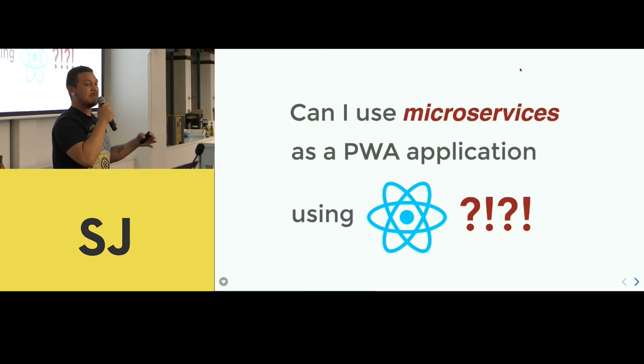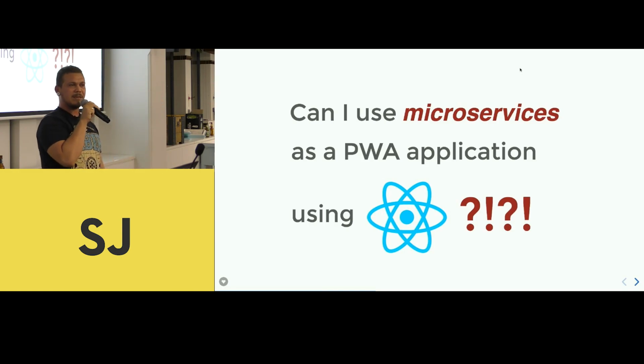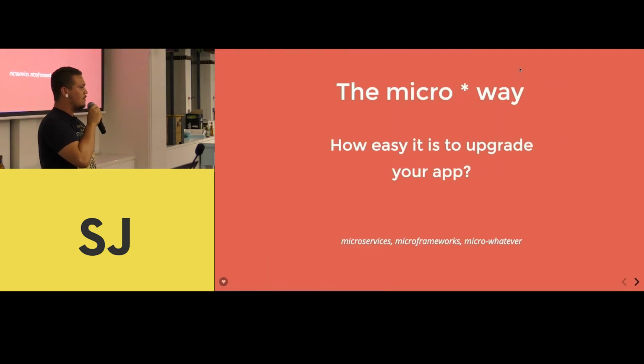People usually talk about that every time. If you go to Google, search something in Google, you always find this because it's a boom. Can I use microservices as a PWA application using React? Is that simple? Maybe that works, maybe not. Why? First of all, we always think about names and sometimes we forget about the ideas, architecture decisions, architecture patterns. Microservices is just an abstraction for a micro way.